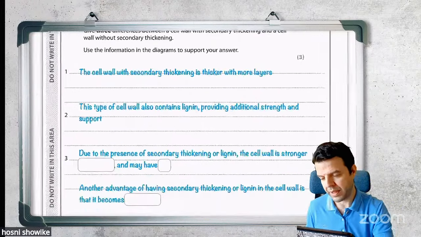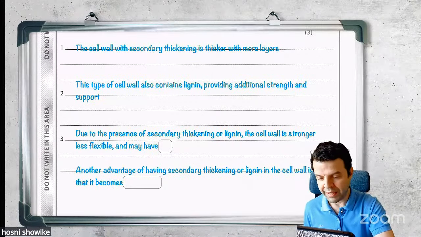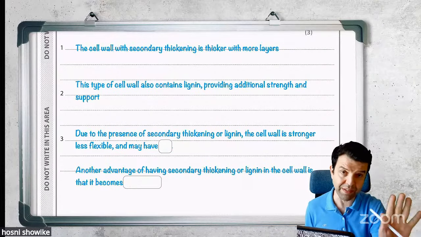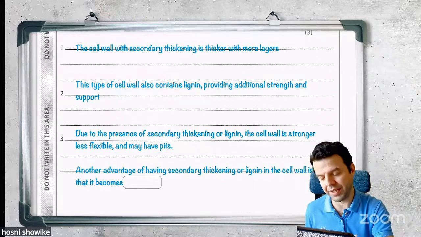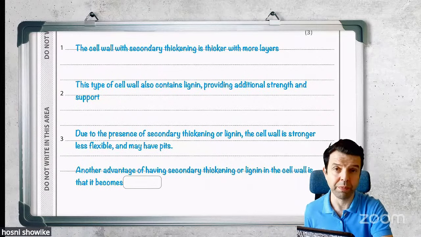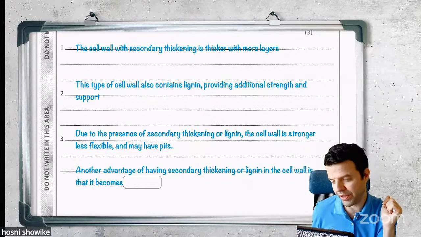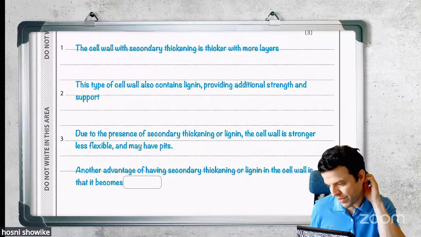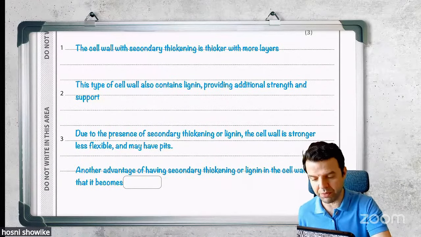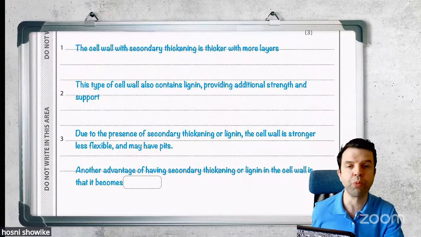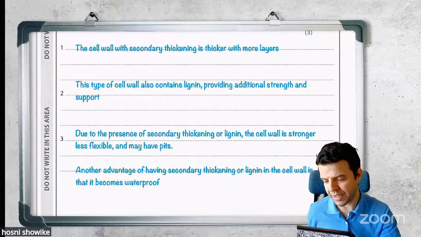Okay? Due to the presence of lignin, I can also add less flexibility. Primary is flexible, okay? Secondary is less flexible. And pits are present. Pits are the little openings in the secondary cell wall. Finally, another advantage of secondary is lignin, which I'm referring to here as waterproofing. Having lignin adds thickness and waterproofing.